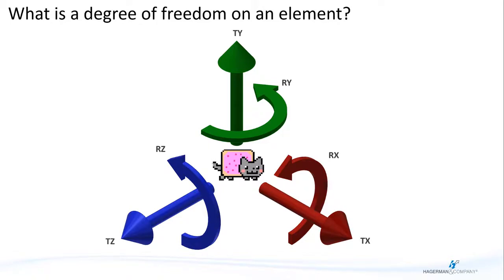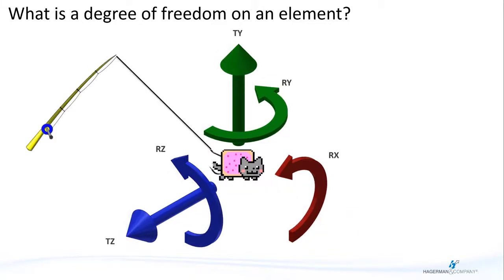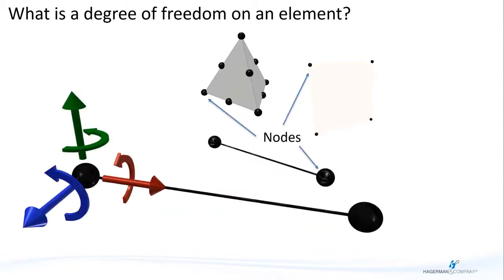3 translations, 3 rotations. If we were to constrain an object from moving in any way, it could be said that we are removing degrees of freedom. In FEA elements, the degrees of freedom are controlled at the corner nodes.